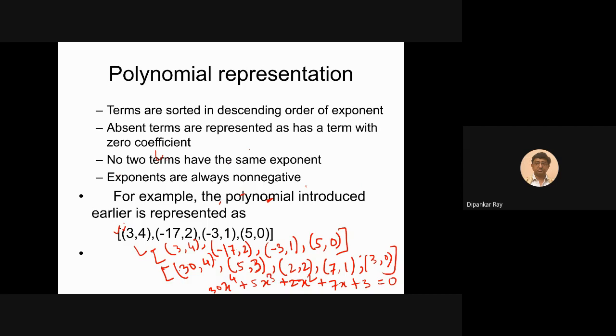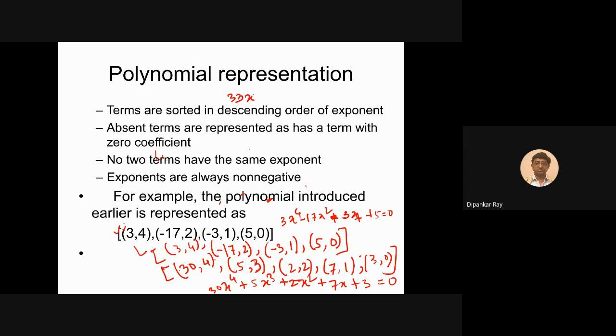So if I want to add this with our earlier one, 3x to the power 4 minus 17x square minus 3x plus 5 is equal to 0, then I have to add. What will be the result? The result will be first: 30 plus 3, so 33.